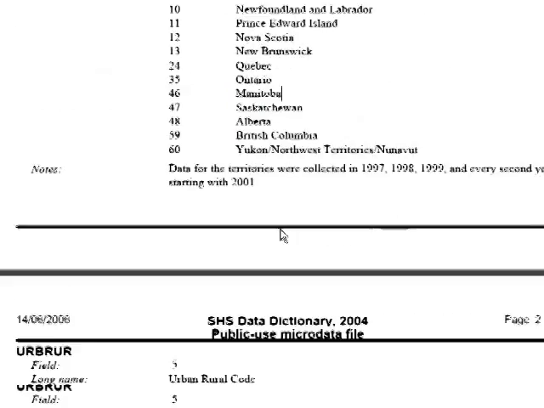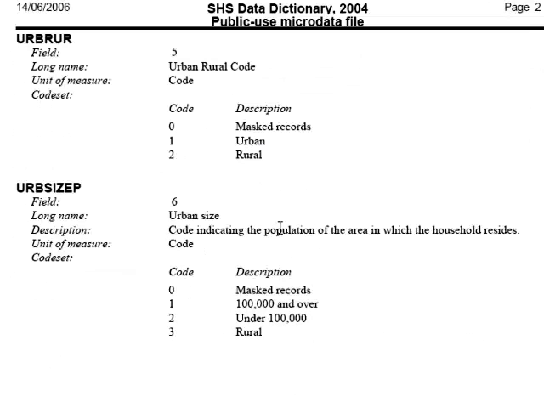Now if you scroll down further, you would notice that there's a field called RUR. It's an urban rural code. So every individual household is assigned this code, and the code is assigned as 1 being urban and 2 being rural. So if a household is an urban household, this variable would have 1 in that place. If the household is a rural household, the variable would assign 2.